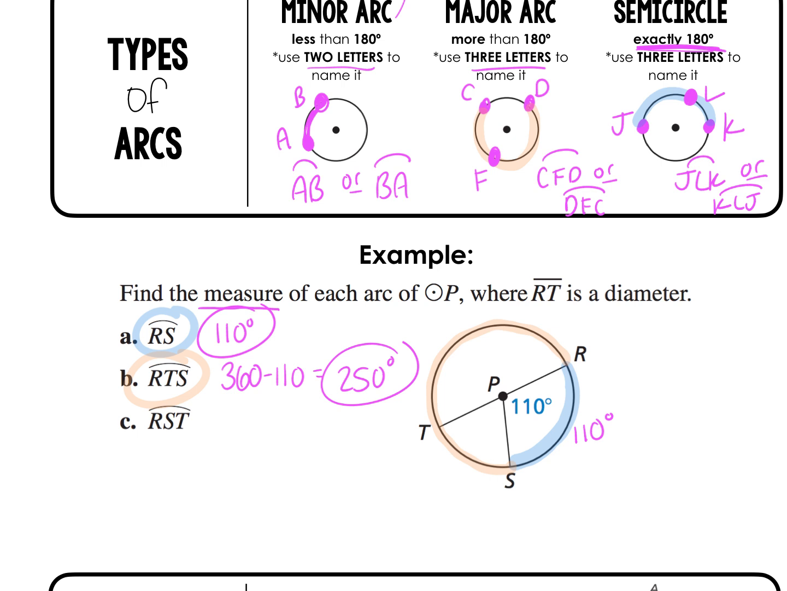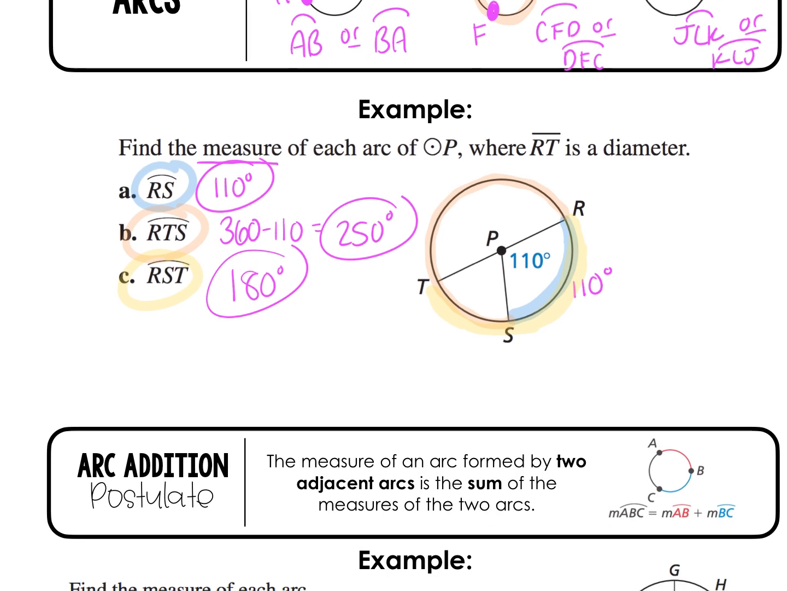And then the final one on here is arc RST. So go from R to S to T. So it's the yellow arc on my diagram. That's a semicircle because they tell you RT is a diameter. So it's exactly 180 degrees because it's half of the circle.